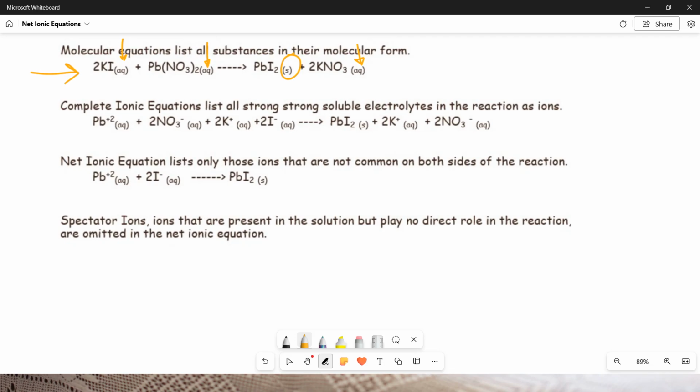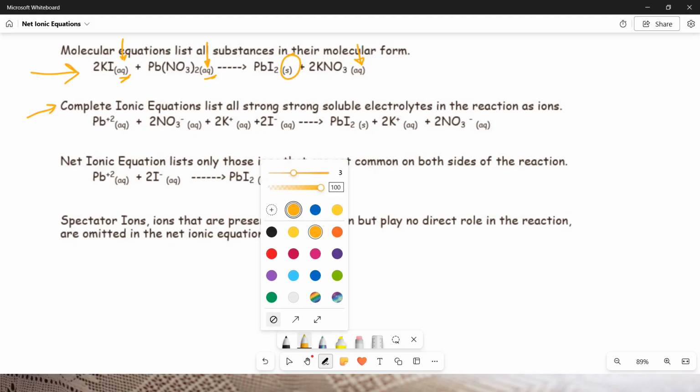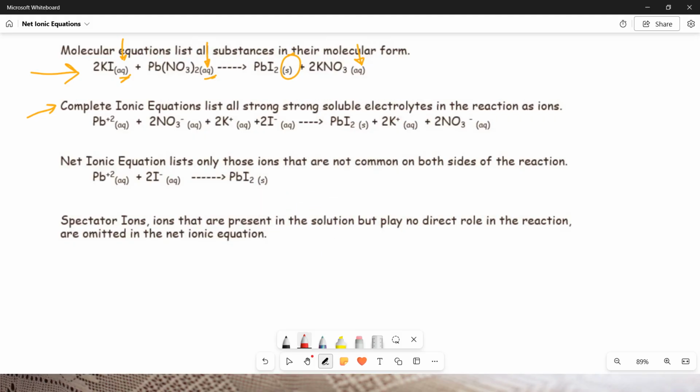So the next step is I'm going to write the complete ionic equation, not the net, the complete. This is everything that's found in the solution in the beaker. So looking at the aqueous solutions, in the next line, we're going to break them apart into their positive and negative ions. I do not break apart the solid, liquid, or gas.